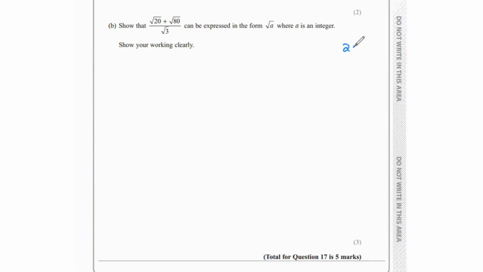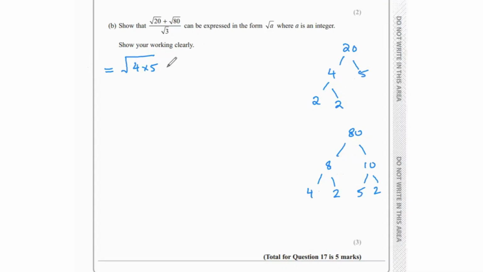So we have root 20, we have root 80. We know 20 can be split into 4 times 5, and 4 is 2 times 2. So why don't you rewrite root 20 as 4 times 5? Now for 80, 80 is 8 times 10. 8 is 4 times 2. 10 is 5 times 2. So if we rewrite this as 4 times 2 times 2 times 5. 5 is already a prime number, so we cannot further break it down.